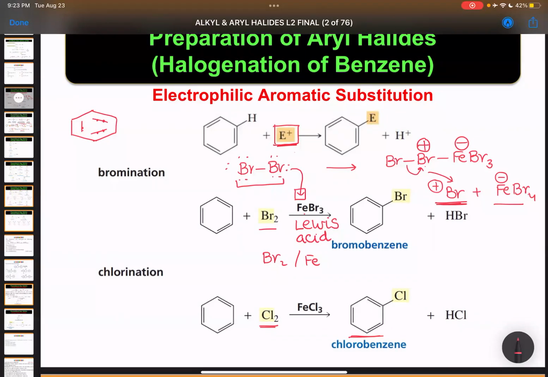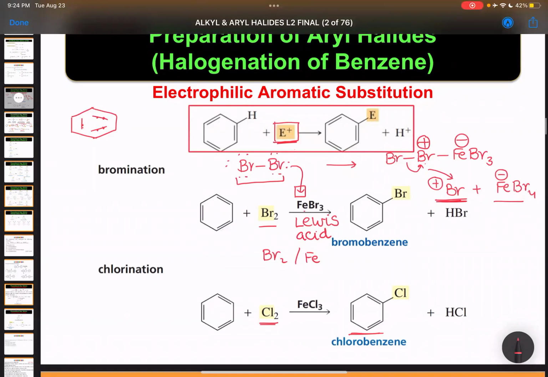You somehow manage to generate one electrophile, which is an electron deficient species. That electrophile goes and attacks the benzene ring by taking its pi electrons, followed by removal of H plus from the place where the electrophile attaches itself to the benzene. Finally, overall, you have this kind of reaction, which is known as electrophilic aromatic substitution reaction. Is it clear?